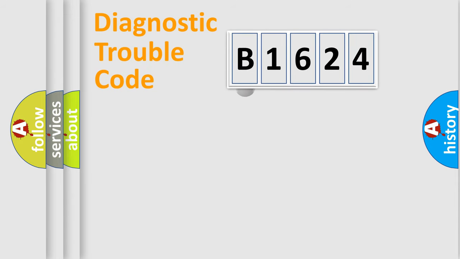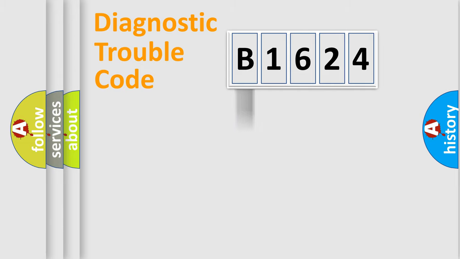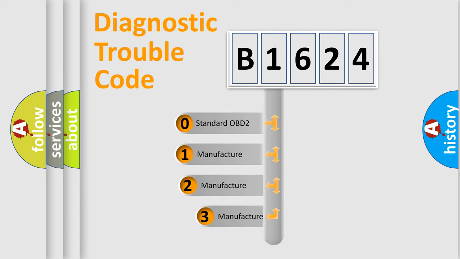Let's do this. First, let's look at the history of diagnostic fault code composition according to the OBD2 protocol, which is unified for all automakers since 2000. We divide the electric system of an automobile into four basic units: powertrain, body, chassis, network. This distribution is defined in the first character of the code.